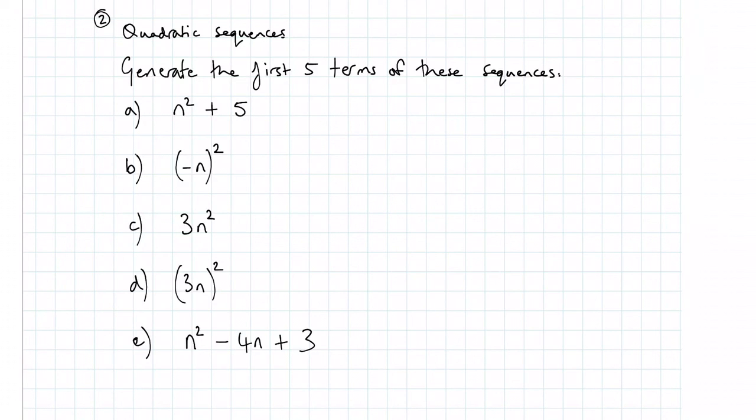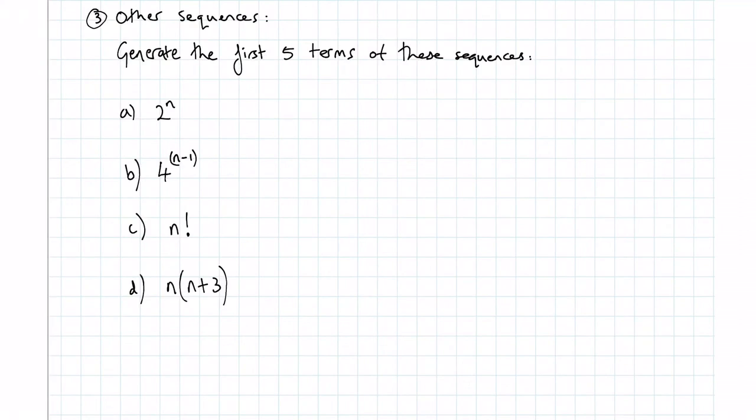On to question 3. This is making different sequences, so you need to generate the first 5 terms of each of these 4 sequences. And again, you can put 1, 2, 3, 4, 5 in place of n. Feel free to use your calculator just to check that one out. Some of you know what this part C is.